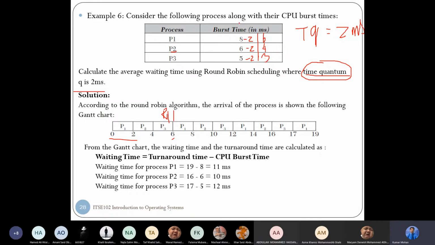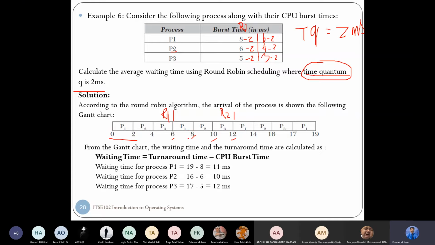See, this is round 1. In round 1, all 2 seconds are over. So what is the remaining time? 8 minus 2 is 6, 6 minus 2 is 4, 5 minus 2 is 3. So again P1, -2, -2, -2 like that. If you subtract here, just add it here: 8, 10, 12. So this is round 2, and round 2 is complete.